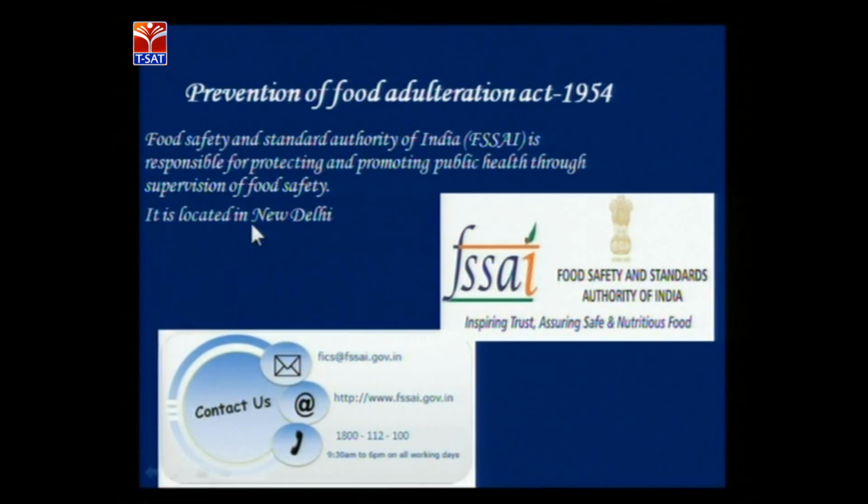This organization is located at New Delhi. If you find any adulterated food items anywhere, you can contact this organization through message, or you can go through this website, or you can call the toll-free number, that is 1800-112-100.